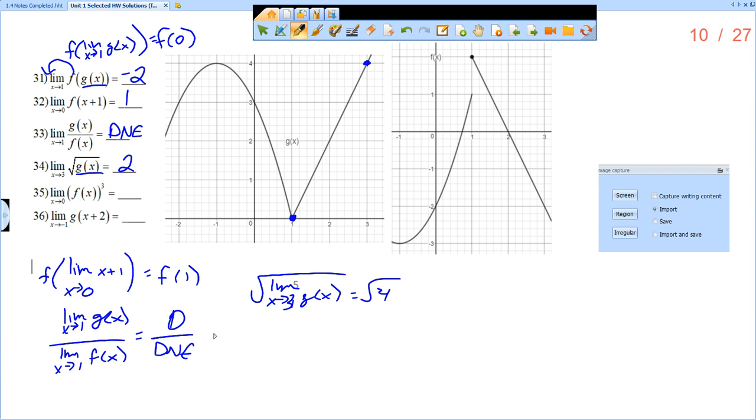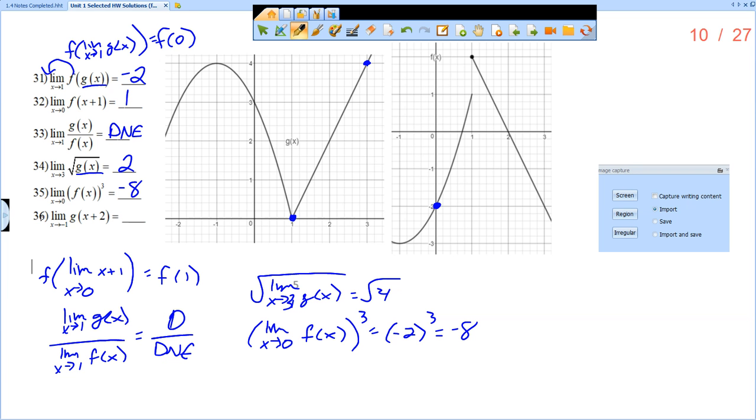All right. 35. We're going to take the cube out. So really, we're going to evaluate the limit as x approaches 0 of f of x, right? And then we're going to cube whatever that result happens to be. So what is the limit as x approaches 0 of f? So we go to f, limit as x approaches 0 is -2. And so then we're going to cube -2. So of course, then we get -8.